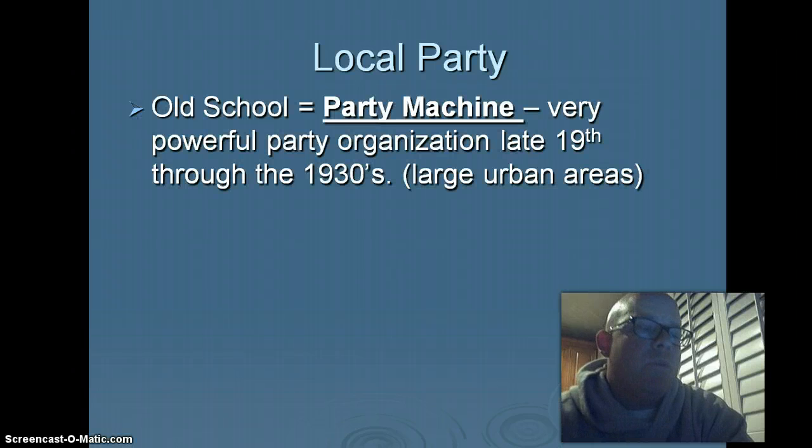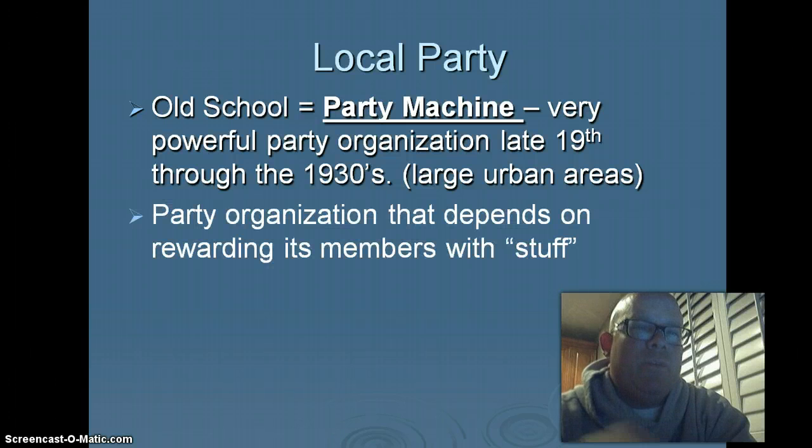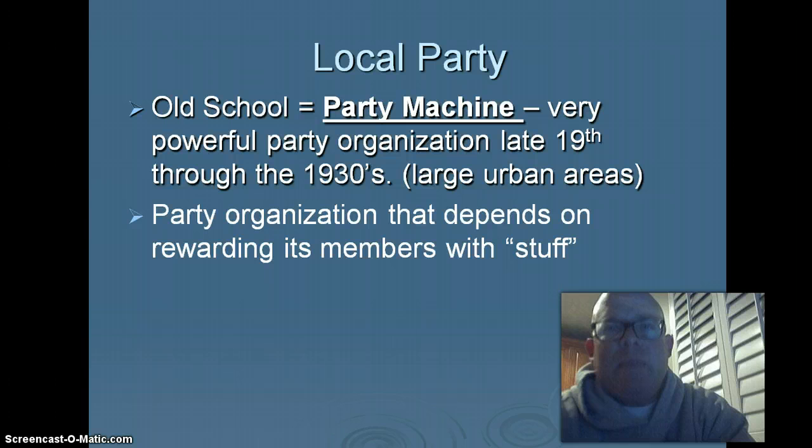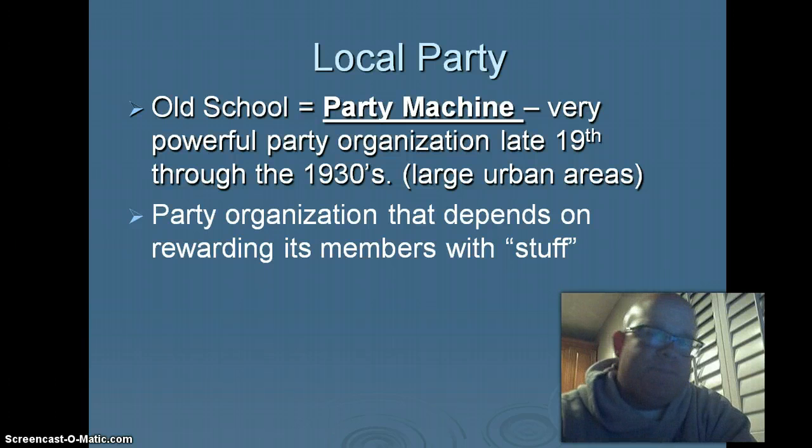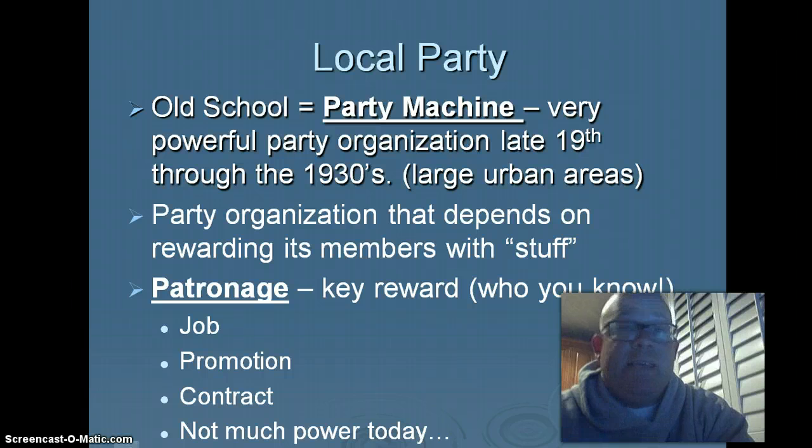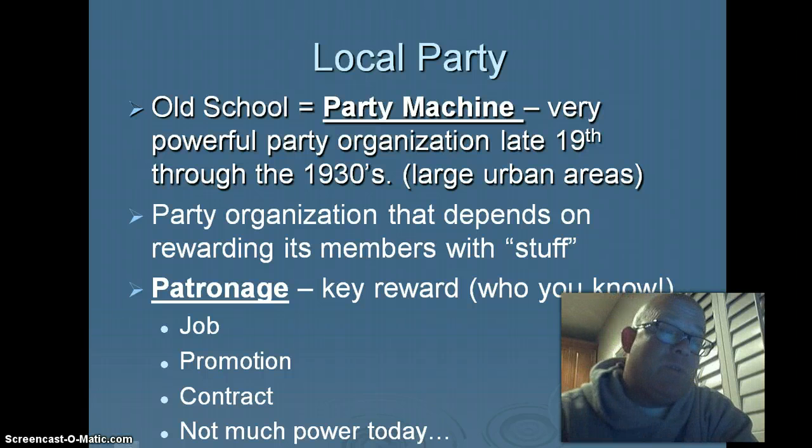All right, let's take a quick look at the local party. The local party, we have old school, the party machine. Very powerful party organization from the late 19th century to the 1930s, and these were focused in the large urban areas. For example, if you remember Boss Tweed, that would be a good example of a party machine. Party organization really would depend on rewarding its members with stuff, giving them things for their votes or their support. All right, patronage was a key. Patronage is that key reward based on who you know in the party. Patronage could be a thing like getting a job or a promotion or a special contract to help out your business. These party machines really aren't that strong today.